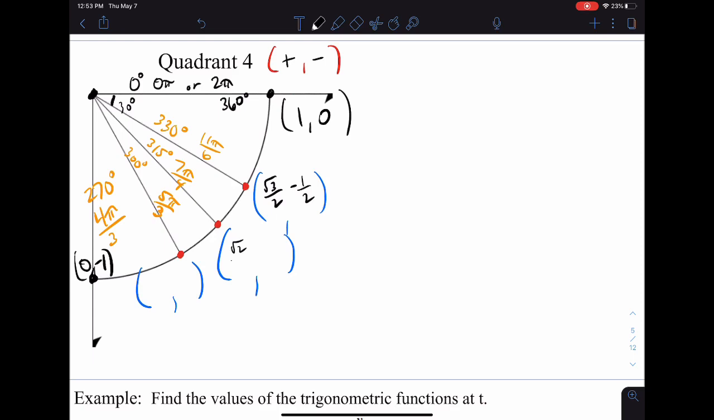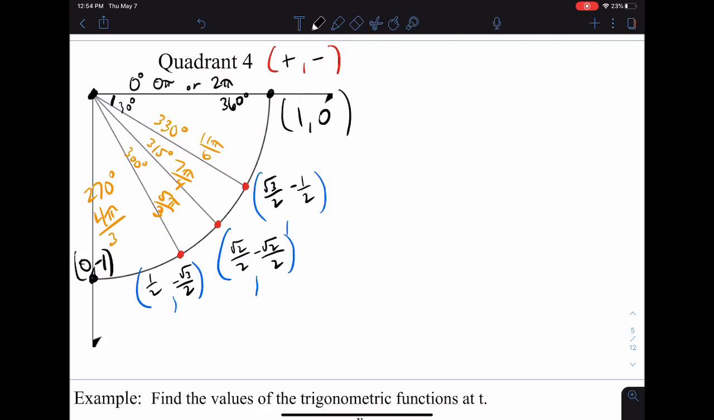This one is going to be the square root of 2 over 2. Y is negative. This one is going to be the opposite of 30, so it's going to be 1/2, negative square root of 3 over 2.